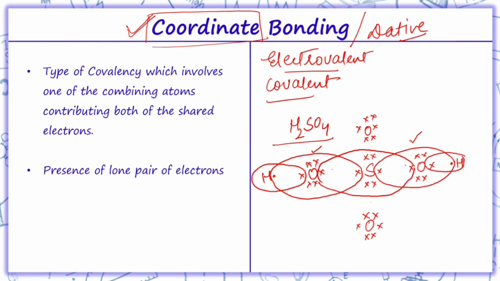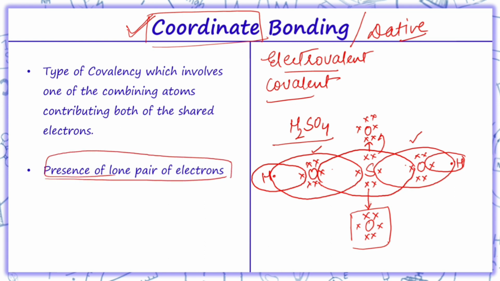Now here sulfur is left with 2 lone pair of electrons. So when sulfur is sharing this 1 lone pair of electron with this oxygen, so that its octet should be completed, and 1 lone pair of electron with this oxygen, so that its octet should also be completed. So this type of bonding, when only one atom is sharing its lone pair of electron with another atom, is known as coordinate bonding. So in short we can say, in coordinate bonding there should be presence of lone pair of electrons, and this coordinate bond is shown by a arrow.